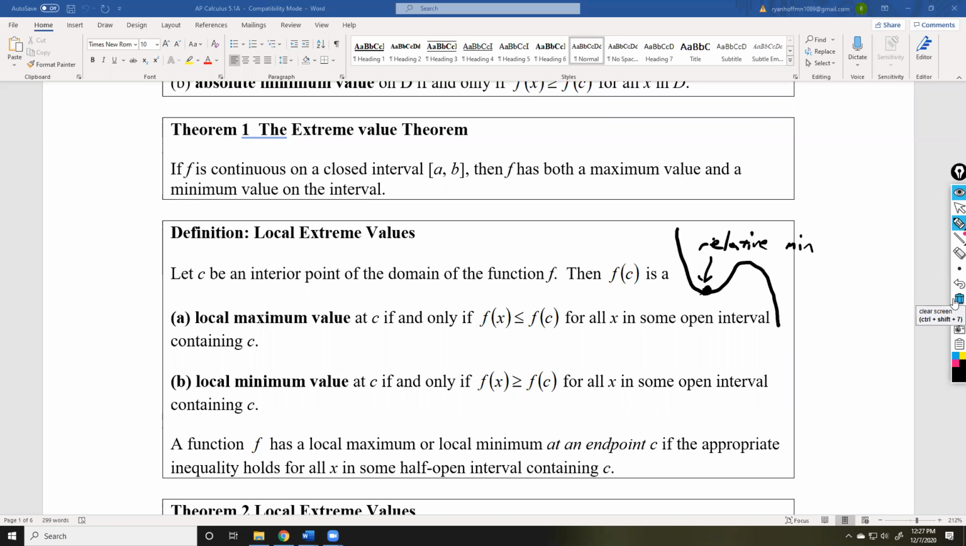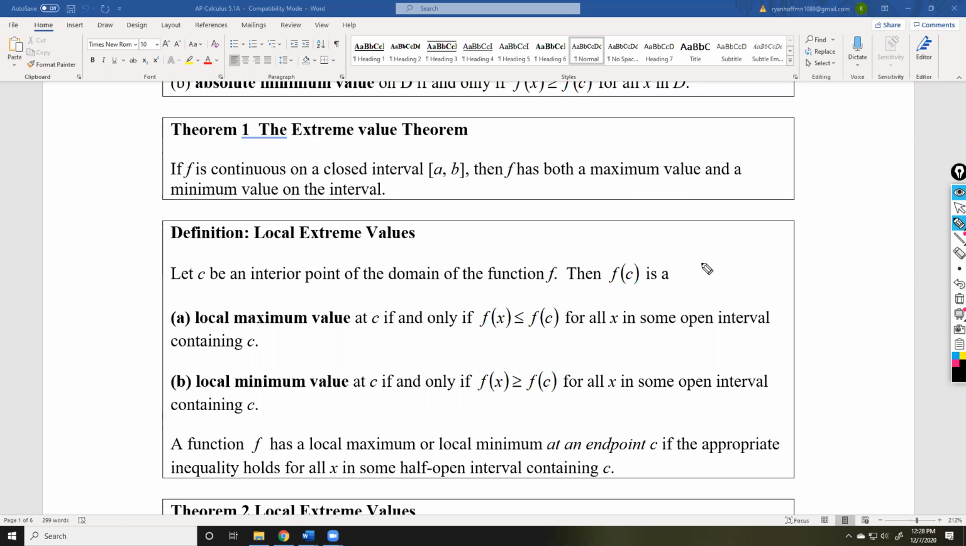So with those definitions out of the way, the main theorem that we're going to use here is what's called the extreme value theorem. This is what we're going to focus on today. The extreme value theorem says if f is continuous on a closed interval a to b, then f has both a maximum value and a minimum value.